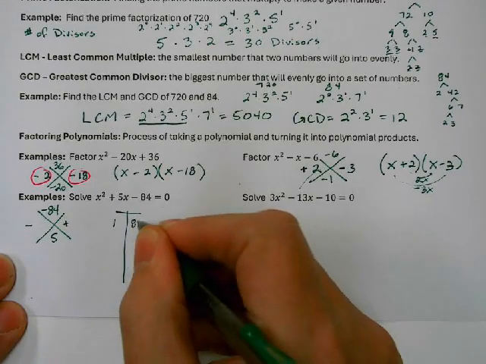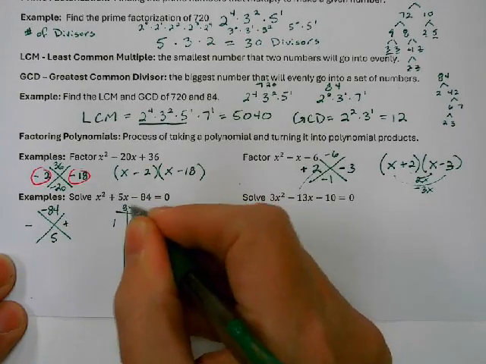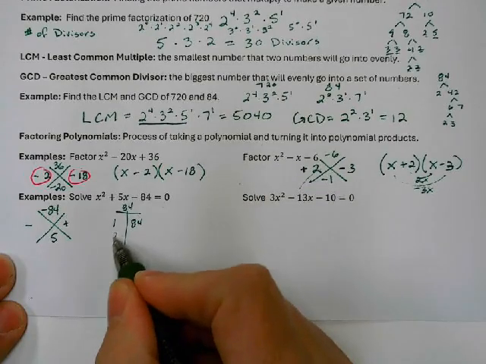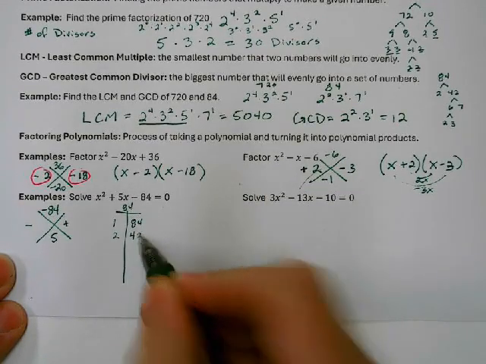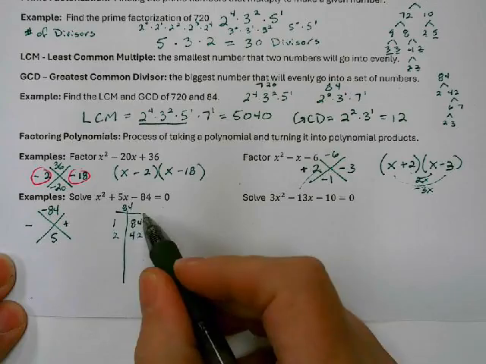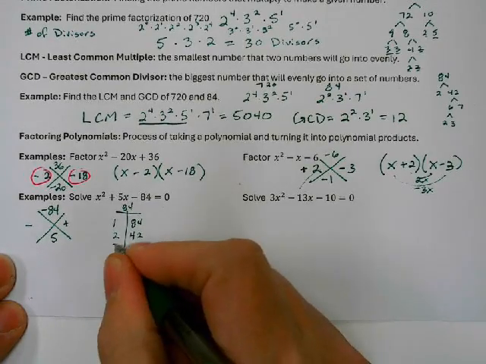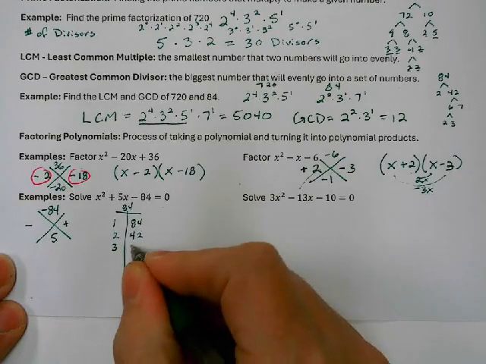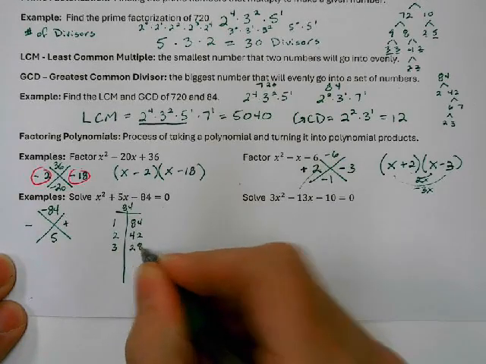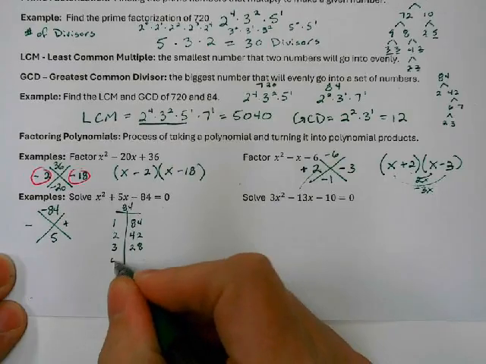Nope, that doesn't work. 2 and 42, that doesn't work. Does 3 go into 84? Yes, because 8 plus 4 is 12, so 3 has to go in there. So 3 goes in there 28 times. Does 4 go in there? Yes. 4 goes in there 21 times.